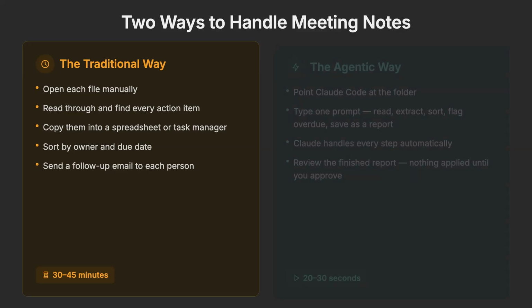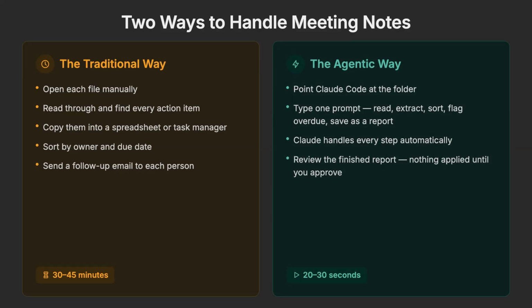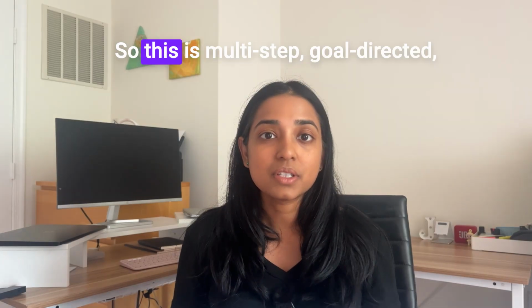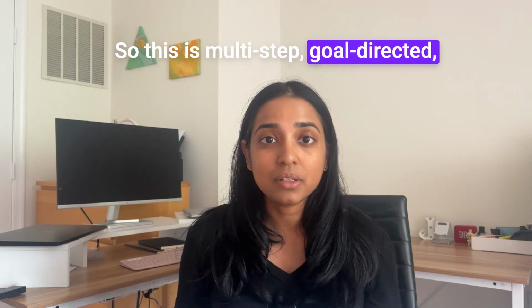The agentic way would be you point Claude Code at that folder and say, read all of these, extract every action item, sort by due date, flag anything overdue, and save it in a report. The whole thing can take about 20 to 30 seconds, which is a lot shorter than the older way. And it gives you the same results without you having to touch a single file. So this is multi-step, goal-directed, autonomous, and that's agentic. So let's get into Claude Code right now and get you set up.